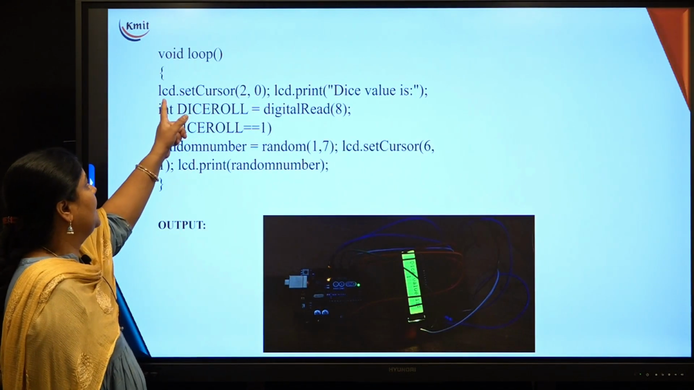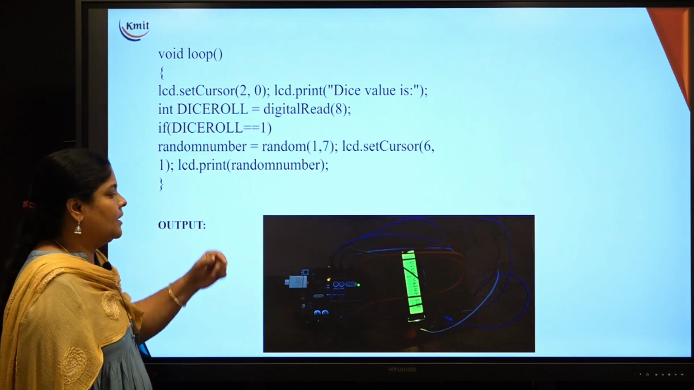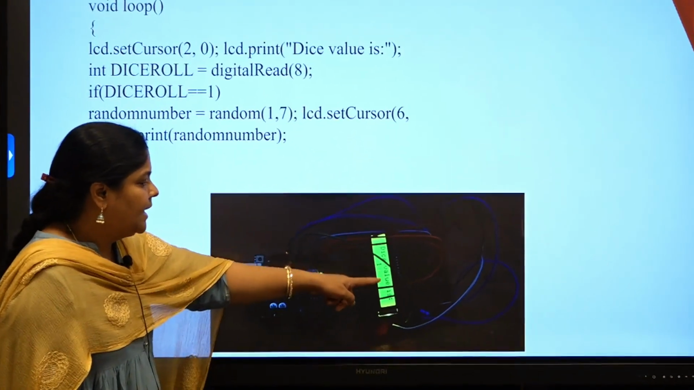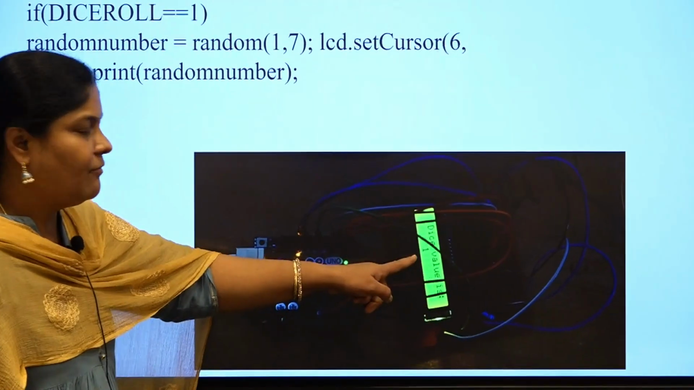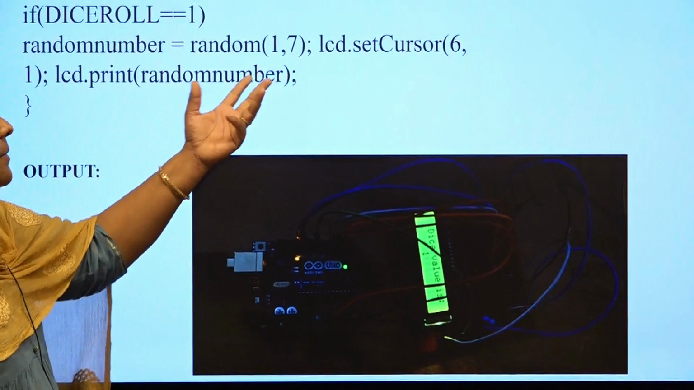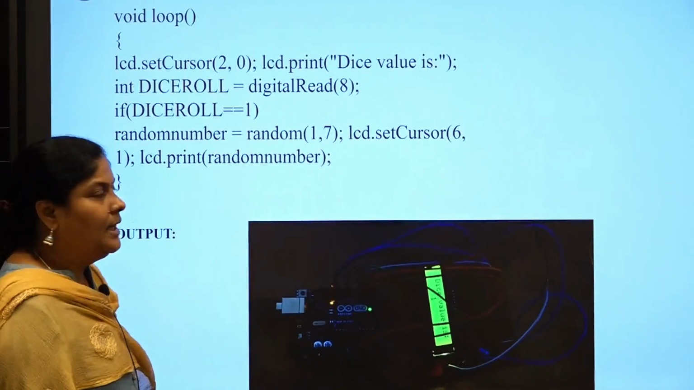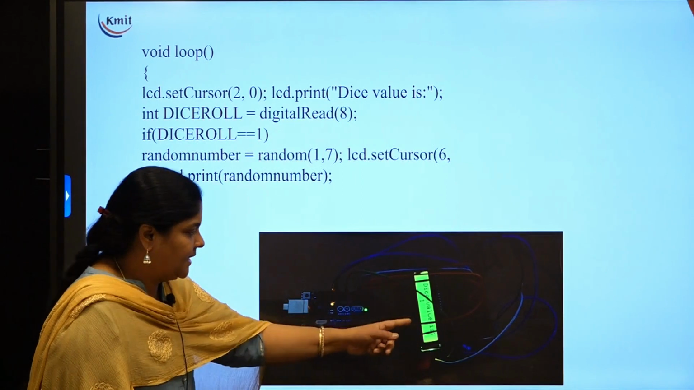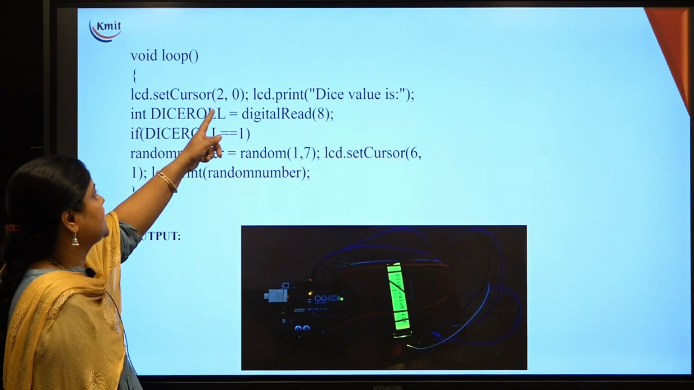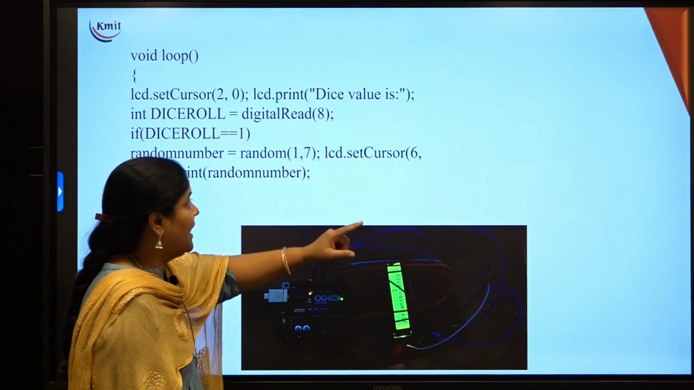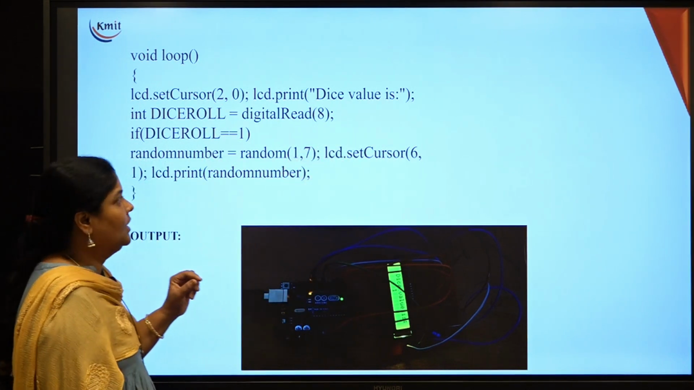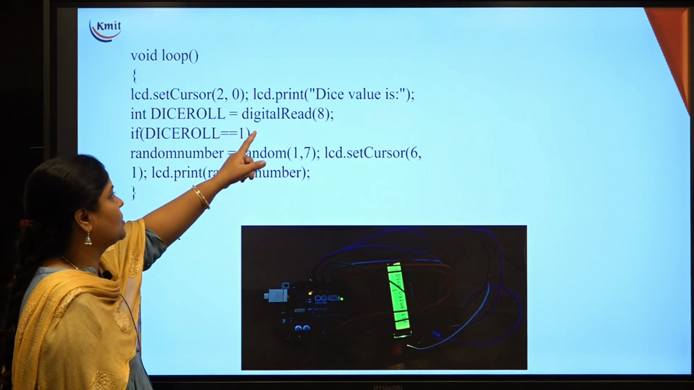Next, void loop, lcd.setCursor 2, 0 on the LCD. After connections, if you see the display, you are going to get the output like this. This dice value is 1. Again you press, you may get some other value like 3, like 4. So between the random numbers, between 1 and 7, you are going to get the values. In order to display this, where is the value you want to display? For that you are saying lcd.setCursor 2, 0, lcd.print dice value. So what values you are giving, row and column, in that particular space the dice value will be printed. Int diceRoll is equal to digitalRead.